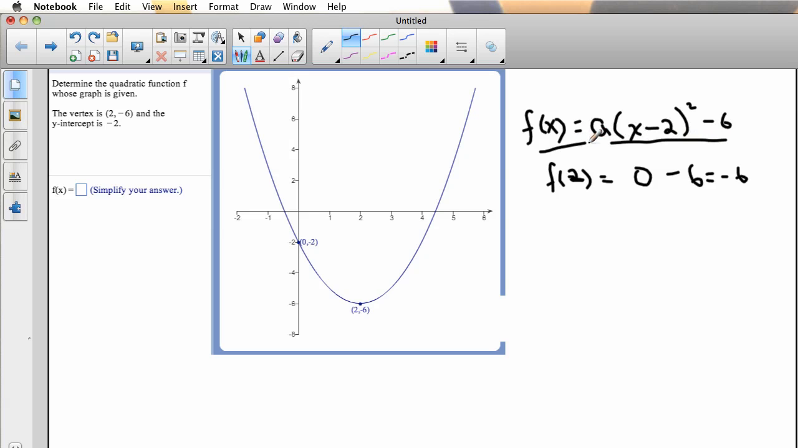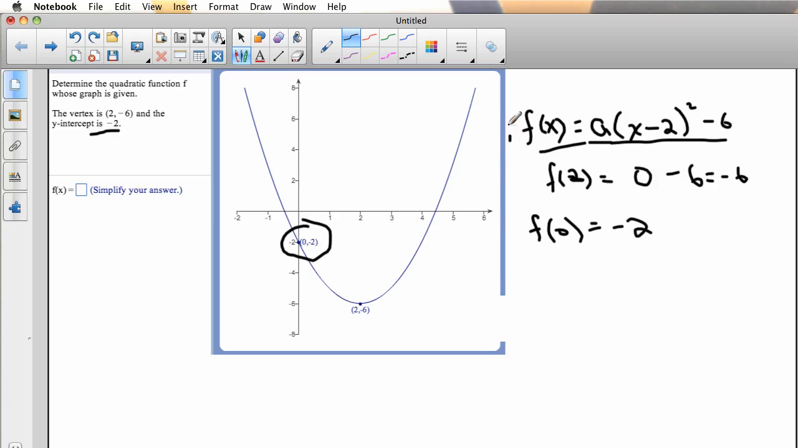But what we don't know is the value of a. Basically, you can use any number at all for a here, and the parabola that you get will have a vertex at (2, -6). So we need another piece of information to figure out what a is, and that's why they give us the extra piece of information. So the y-intercept that we're given basically means that if we put 0 in for x, we should get negative 2 for y.